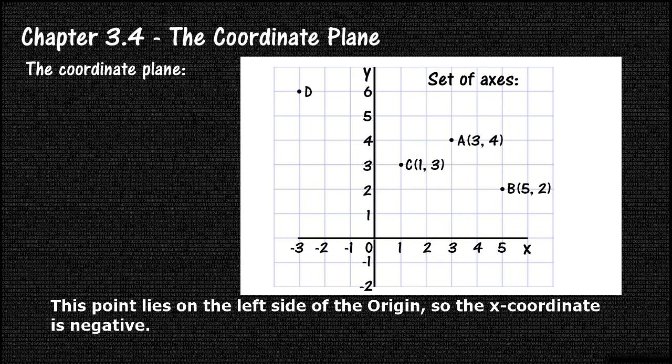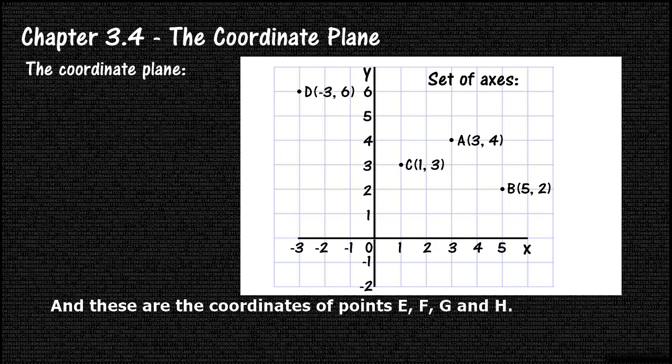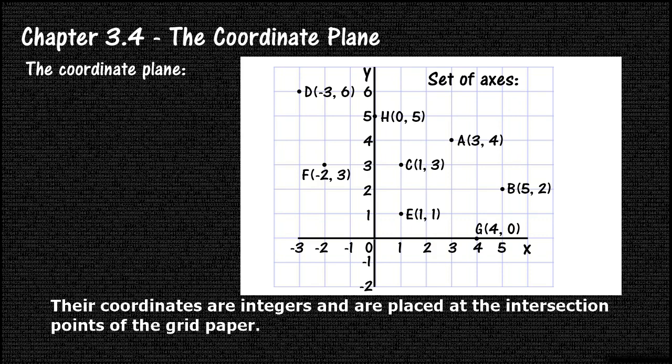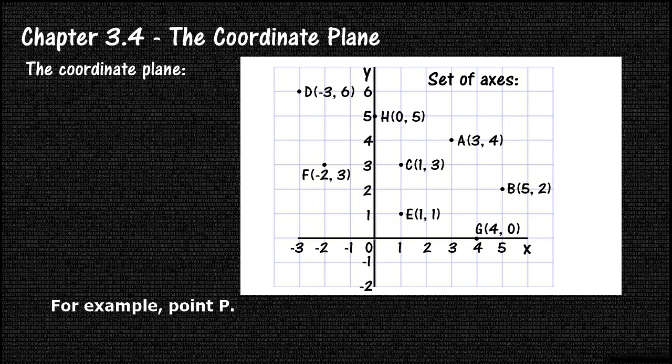This point lies on the left side of the origin, so the x-coordinate is negative. The coordinates are (-3, 6). And these are the coordinates for points E, F, G and H. The points here are all placed on grid points. Their coordinates are integers and are placed at intersection points of the grid paper. But I could also place a point in between two grid points. For example, point P. The coordinates of P are (4.5, 3).